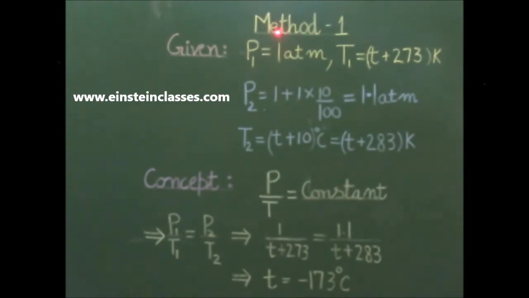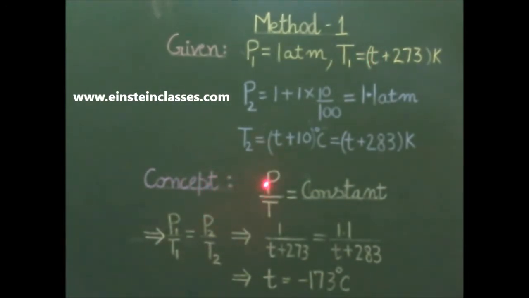In this problem, the pressure exerted by an ideal gas at temperature T degree centigrade, meaning T plus 273 Kelvin, in a vessel is 1 atm. When the temperature is increased by 10 degrees, meaning T plus 283 Kelvin, the pressure increases by 10%. That is, if the initial pressure is 1 atm, now it is 1 plus 10% of 1, meaning 1.1 atm. Now the final pressure is 1.1 atm.